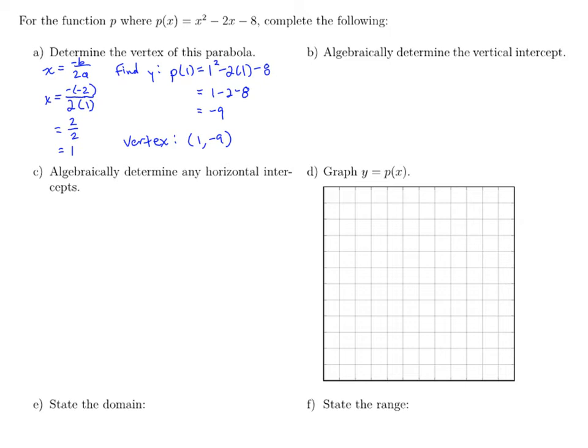Next, we're going to algebraically determine the vertical intercept. We can see in our final step that we're going to be graphing y equals p of x. So we'll note that our horizontal variable here is x, and the one on our vertical axis is y. So this vertical intercept is going to be the y-intercept, and that occurs where x is 0. So we're going to calculate p of 0, and we'll do that by replacing x with 0. So p of 0 will equal 0 squared minus 2 times 0 minus 8, and we'll see that that equals negative 8. So the point will be 0, negative 8.